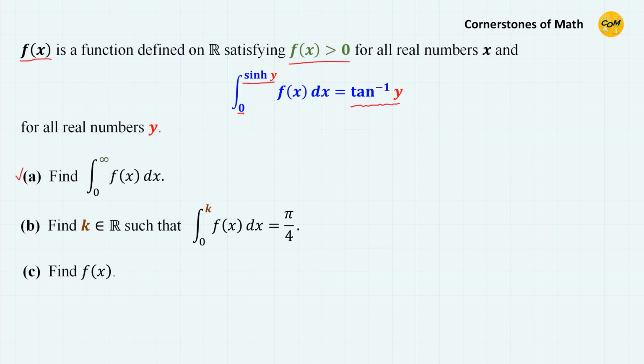For part a, we need to find the integral of f(x) from 0 to infinity, and for part b, we have to find the real number k, satisfying that the integral of f(x) from 0 to k gives pi over 4. And in the last problem, we have to find this function f(x). Alright, let's do this.